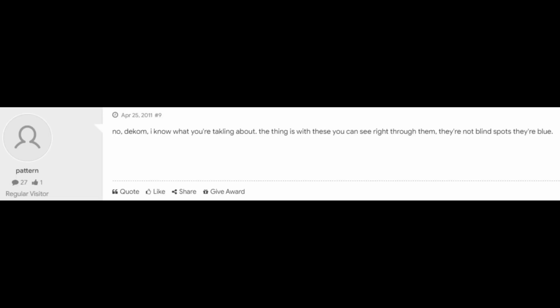Pattern says, no, Decum, I know what you're talking about. The thing is, with these, you can see right through them. They're not blind spots, they're blue.